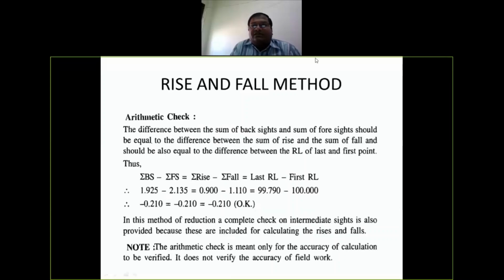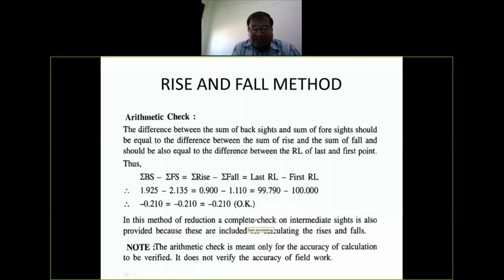Now this is your check. We have already seen in the previous height of instrument method there are only two checks. Here there are three checks. This summation of rise minus summation of fall is the new one. So summation BS minus summation FS is equal to summation rise minus summation fall is equal to last RL minus first RL. You know what is summation BS, summation FS, last RL, first RL, summation of rise and summation of fall. All three readings should come equal, minus 210, minus 210, minus 210. When you get this value, then your example is correct.